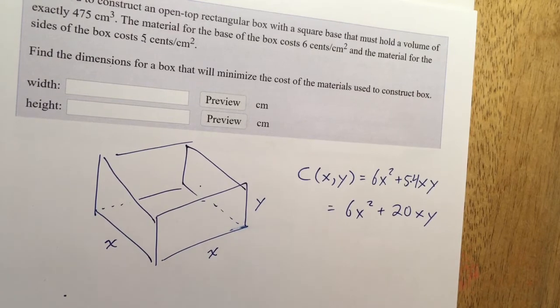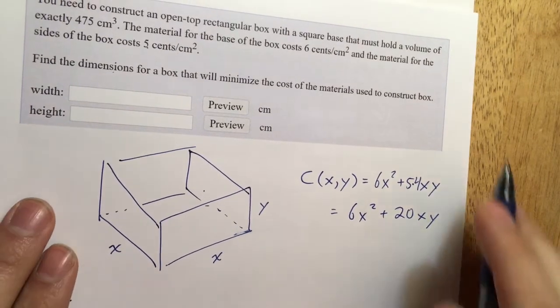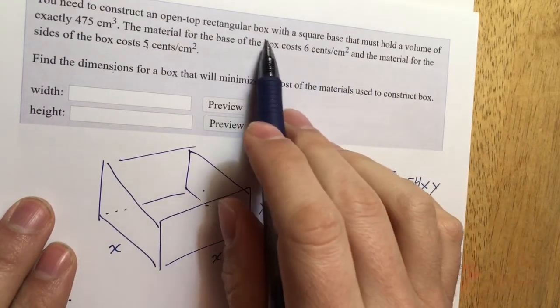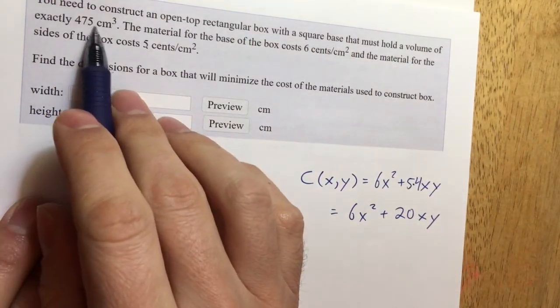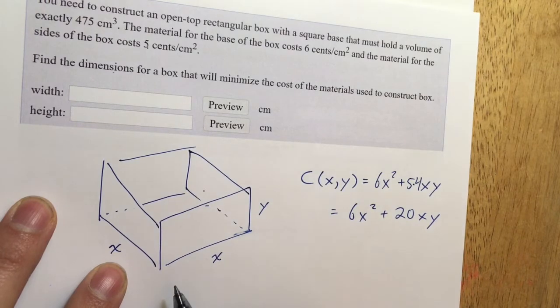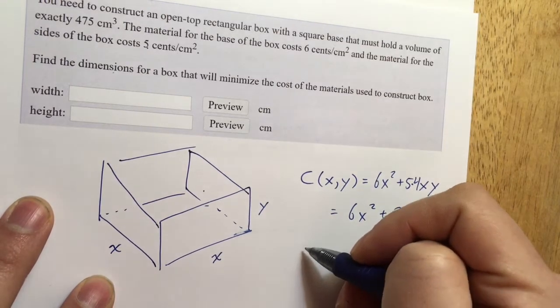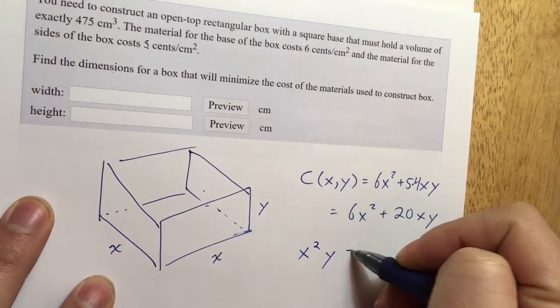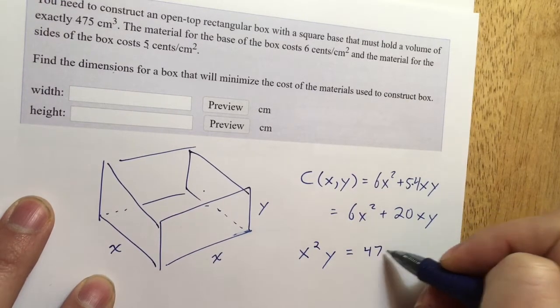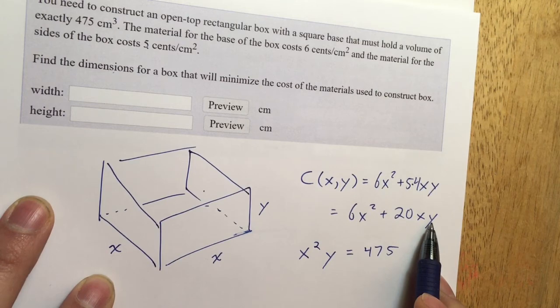We want to minimize this function. Right now it's a function of 2 variables. The problem gives us some more information. It must hold a volume of exactly 475 cubic centimeters. That tells us that the volume of the box is 475. How do I compute the volume? It's length times width times height. So x squared times y is 475.